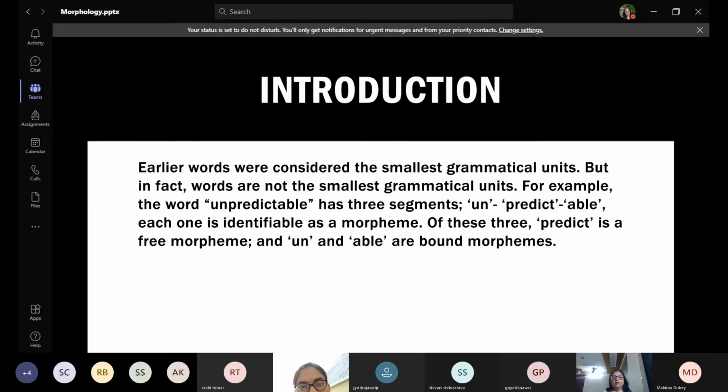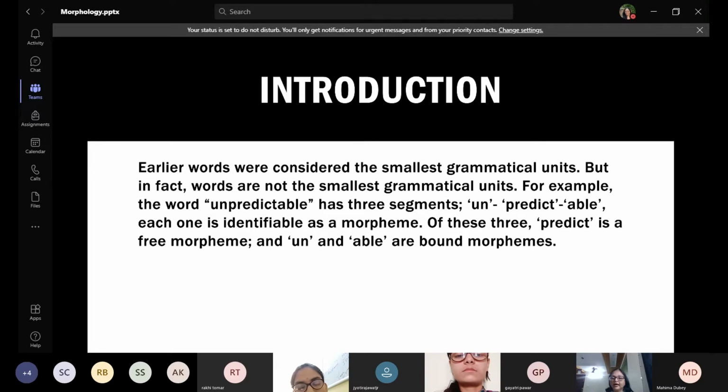Take another example, unpredictable. Again, this also has three parts: predict, able, and un. So these three segments, these three parts of the word, they are morphemes. Un is a morpheme, predict is a morpheme, and able is a morpheme.